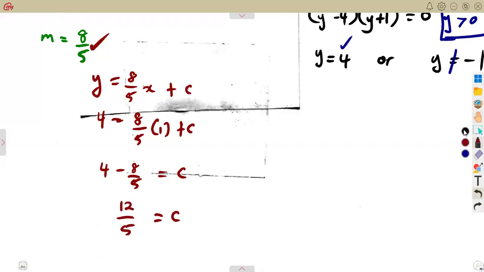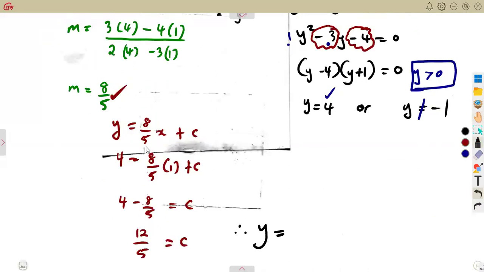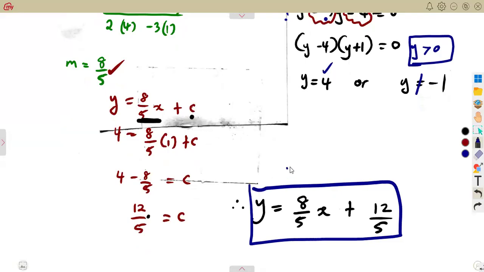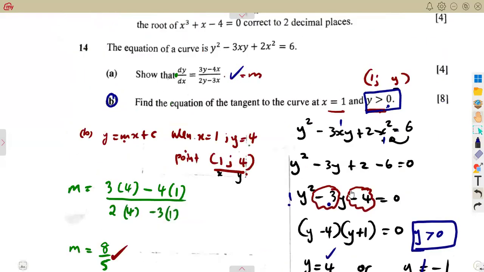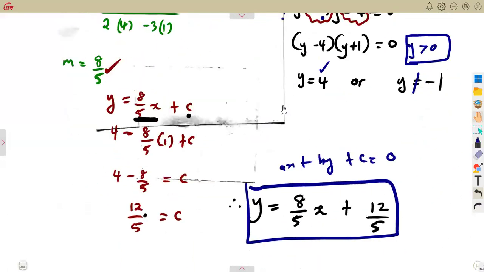So therefore, our equation in this case can be given as y is equal to mx plus c, which is 8 over 5 x plus the constant, the y-intercept that we calculated, which is 12 over 5. It depends on the format of the equation that you are going to have at the end. Are you going to have it in the form of ax plus by plus c is equal to? We are not given that format here. Just determine the equation and write the answer in the way that you understand.